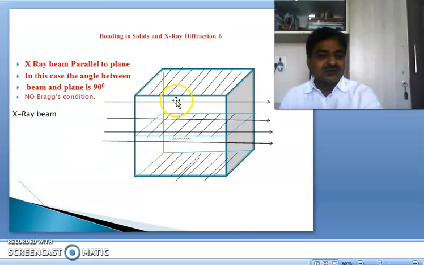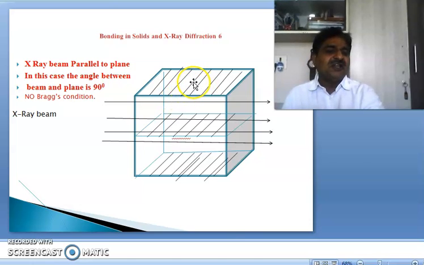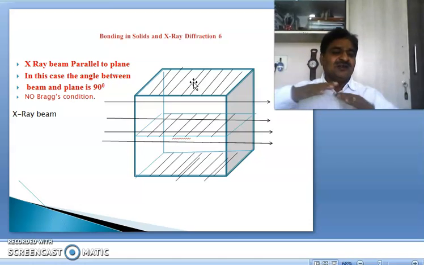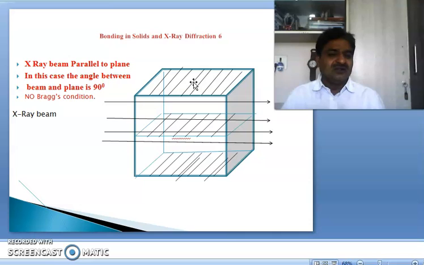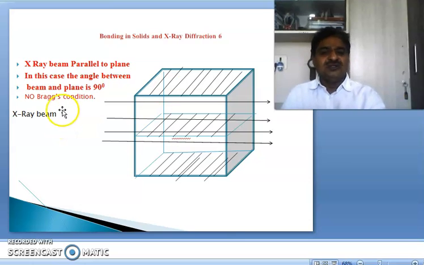Means there is no reflection and diffraction with these surfaces because they are at what? At 0 degree. They are parallel to each other. So there we obtain 4 dots on the screen, on the photographic film.